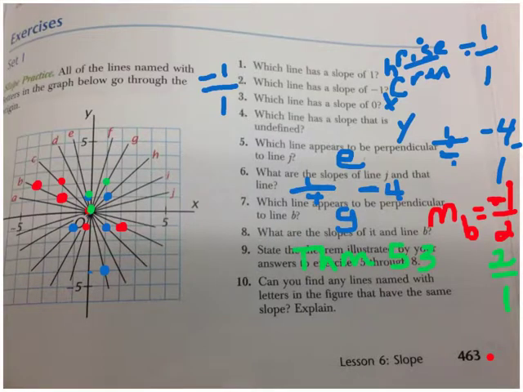Okay, can you find any lines named with letters in the figure that have the same slope? Y'all see anything that has the same slope? Yeah, that's just a trick question. There aren't any, are there?